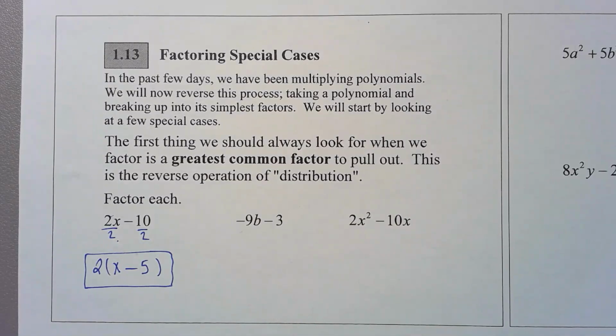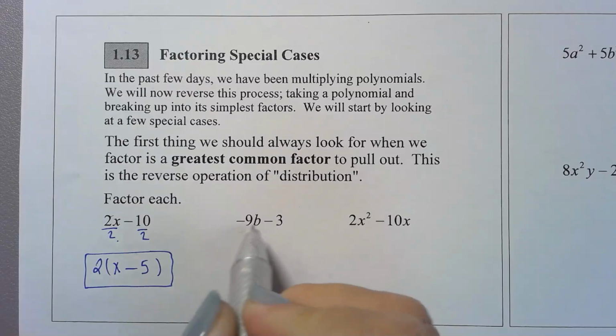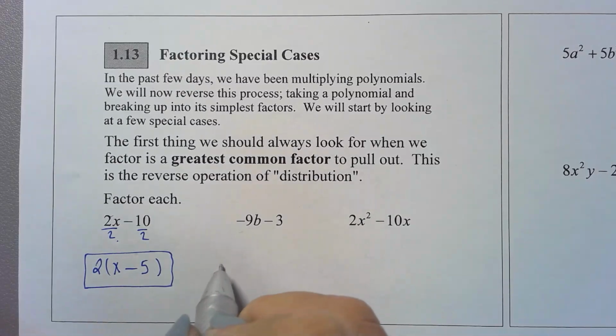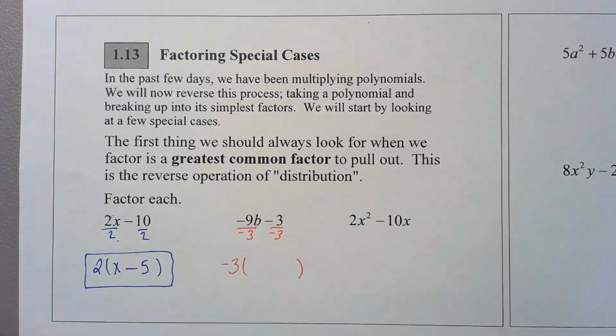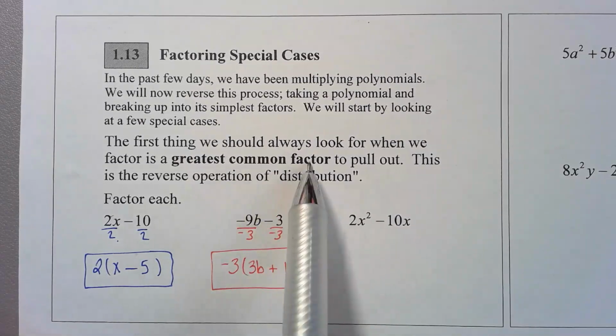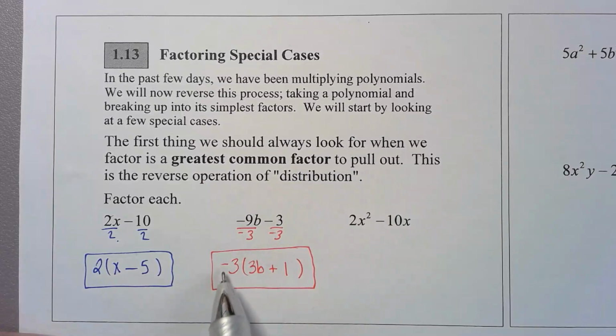Let's look at the next one. I have negative 9b minus 3. So the first thing I notice is that I can take a 3 out of both of these, and they actually both have a negative. So let's factor out a negative 3, which means we're going to divide by negative 3. Negative 9 divided by negative 3 is positive 3b. Negative 3 divided by negative 3 is positive 1. So we're changing the way the expression looks. We're not changing the value of it. The great news about factoring out a GCF is it's easy to check because you can distribute very quickly and make sure you get right back to where you started.